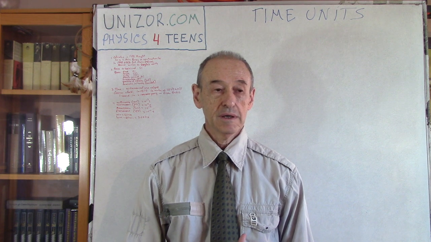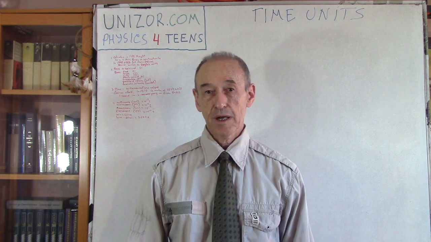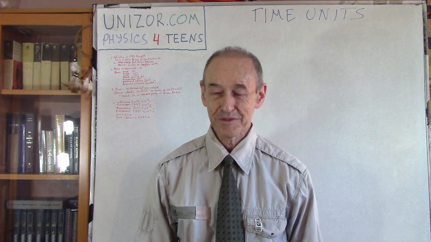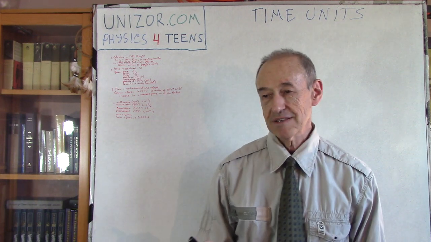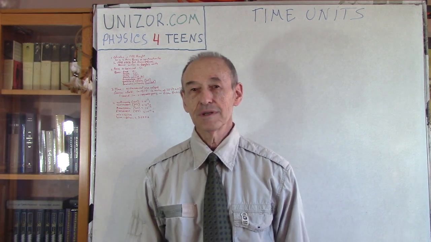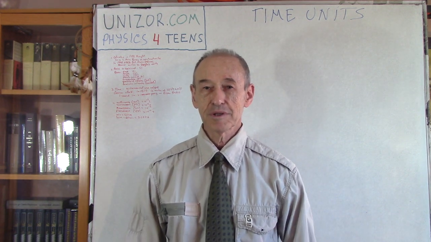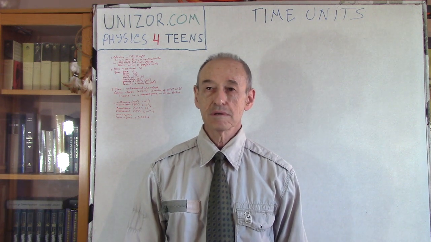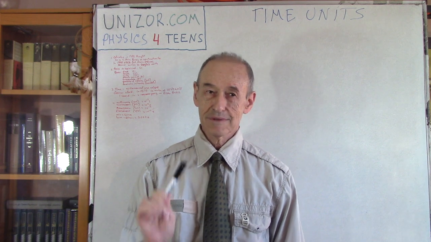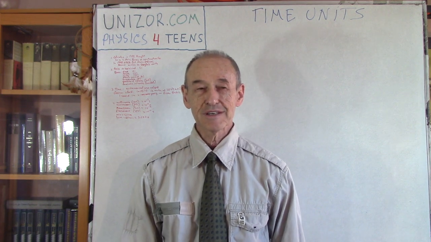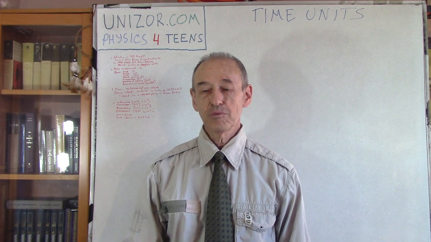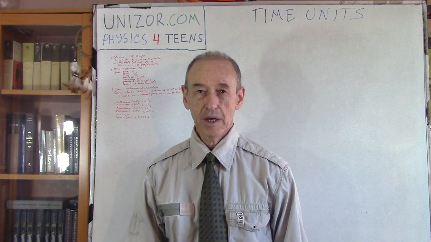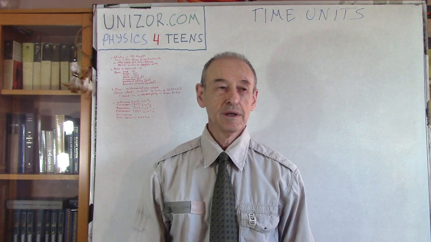So let me just exemplify it a couple of times. The legend says, and I'm not sure whether it's right or wrong, that Columbus, when he discovered America, was thinking that he was somewhere in Asia. Again, I'm not sure that's true, but that's what the legend says. It's because he was mixing Roman miles and nautical miles, which are different, maybe.